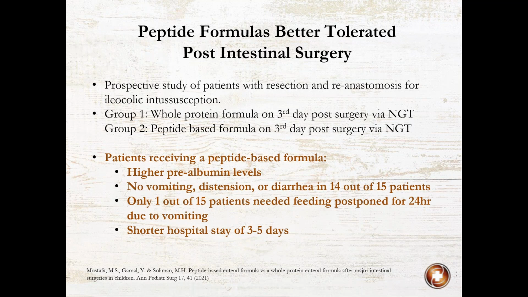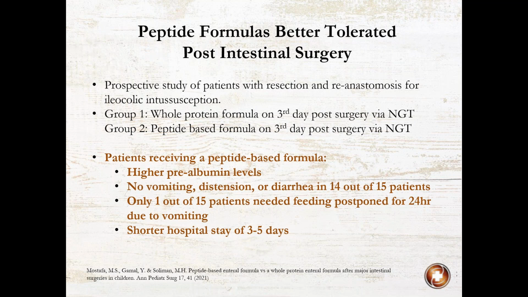So another big one is post-intestinal surgery. And in this study, they were looking at patients that had resection and reanastomosis for ileocolic obstruction. So they divided them into two groups. One was whole protein formula on the third day post-surgery via NG tube. The second group, they put in peptide-based formula on the third day via NG tube as well.